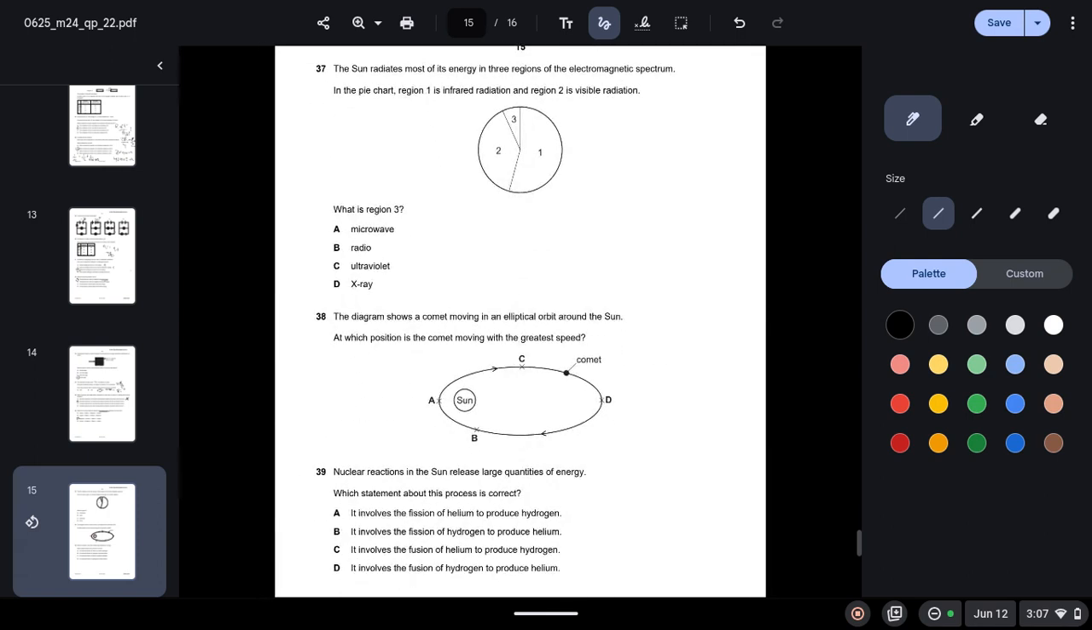The sun radiates most of its energy in three regions of the electromagnetic spectrum. In the pie chart, region 1 is infrared radiation and region 2 is visible radiation. What is region 3? So region 3, we know, is ultraviolet radiation.